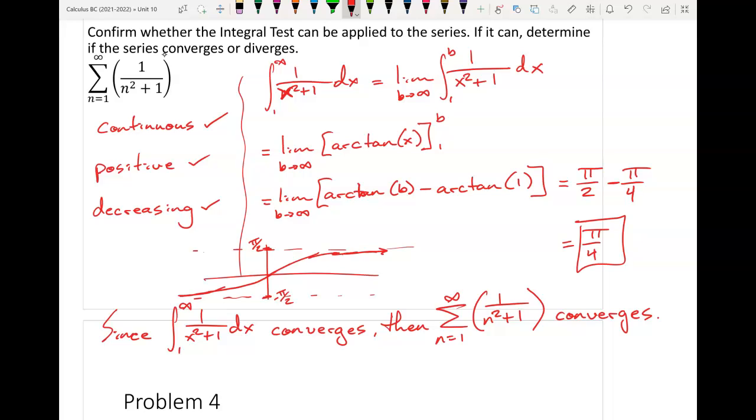Okay? So you have to be careful of that. Don't try to say, oh, we got pi over 4, that must be the answer to my original problem. It is not. This is just a test to determine convergence or divergence. It is not to tell us what the actual sum is. Okay? Does that make sense? All right.